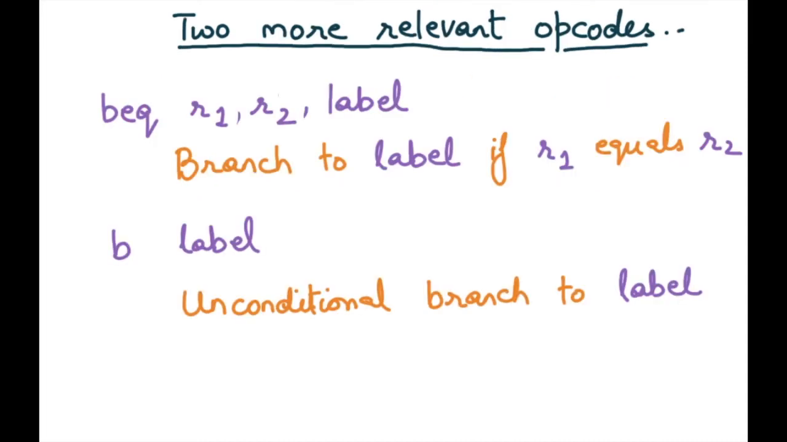Now, to be able to talk about this, I need to introduce two more relevant opcodes from the MIPS architecture. The first opcode is branch if equals, that takes two registers R1 and R2 and a label, and branches to label if and only if R1 equals R2. If R1 is not equal to R2, it behaves as a no-op, which means it just moves to the next instruction. If R1 equals R2, then it changes the next PC value to whatever is specified using label. So this is a conditional branch, conditioned on the equality of the two operands R1 and R2. There is another operation which is an unconditional branch. It's a branch label. It just unconditionally branches to label.